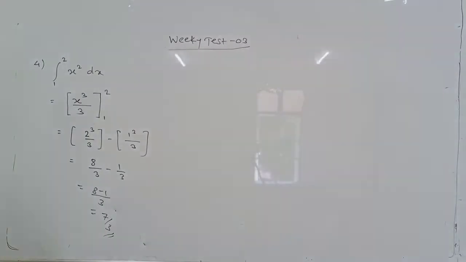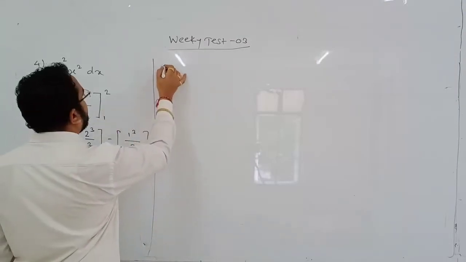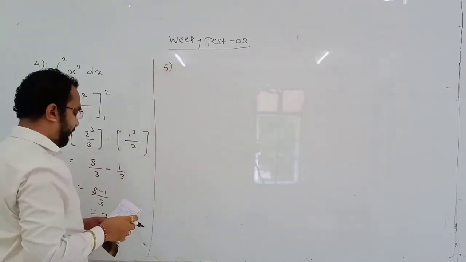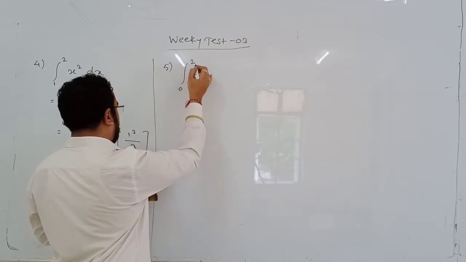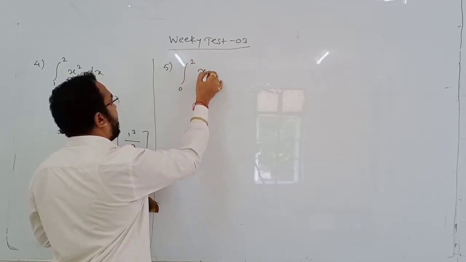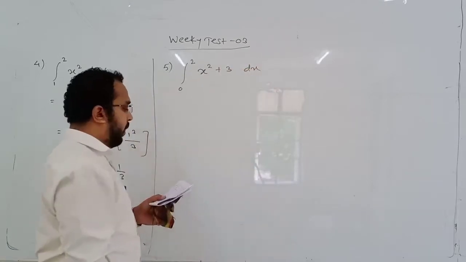7 upon 3 is the answer. Okay. Next question, similar to this. Question number 5. Integration from 0 to 2 of x square plus 3 dx.